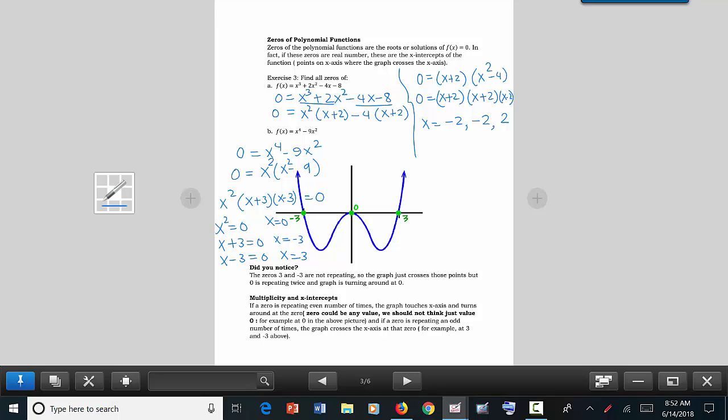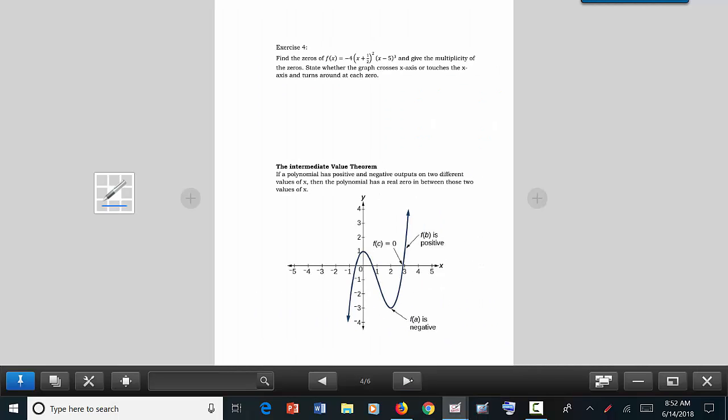So very basic process. In the next section we will be having a little bit more complicated expression, and we will have a different idea. And here, this is the information I want you guys to read so that it will help. Now, exercise number 4. We have to find out the multiplicity of each zero and talk about whether it crosses the x-axis or touches the x-axis and turns around.